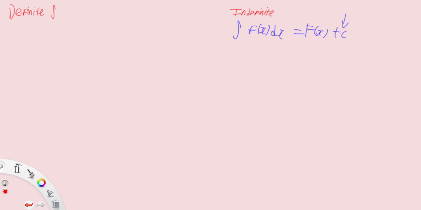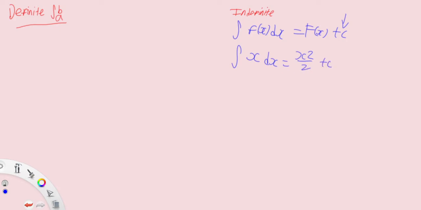So for that, I'll be introducing what we call the upper and lower limits. All right, so how do definite integrals differ from indefinite integrals? Let's consider a very simple example. Let's say we integrate x dx. We will get back x squared over 2 plus c.